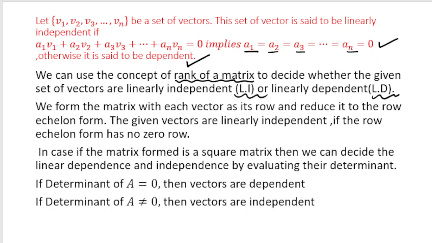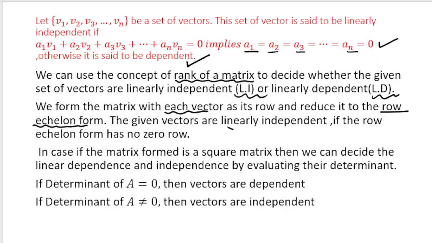So what is the process? The process is that we form the matrix with each given vector as its row and reduce it to the row echelon form. So the first step is to form a matrix by placing all the vectors as its rows and then reduce the matrix to row echelon form.